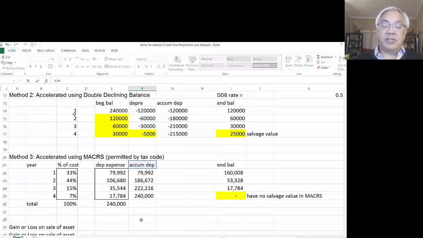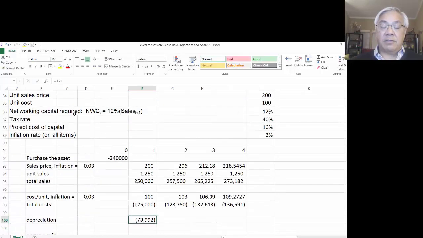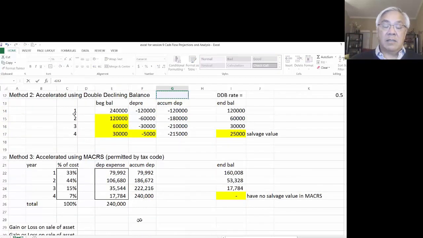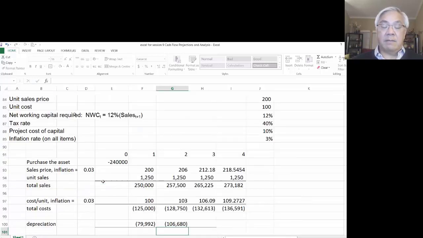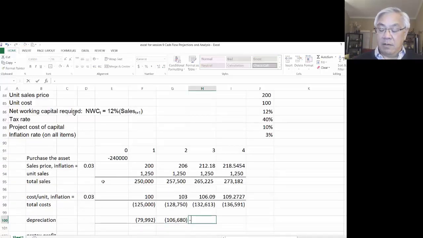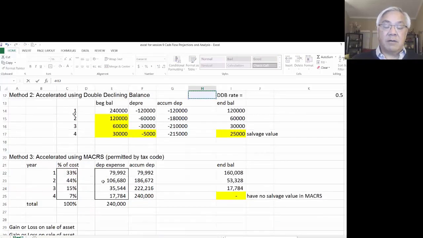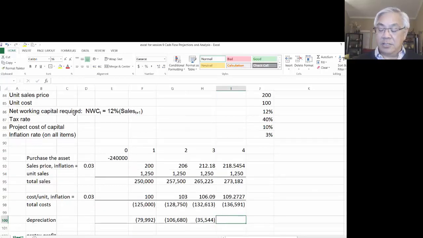and year 2 was 106, and the following year was 35, and finally the last year was 17.